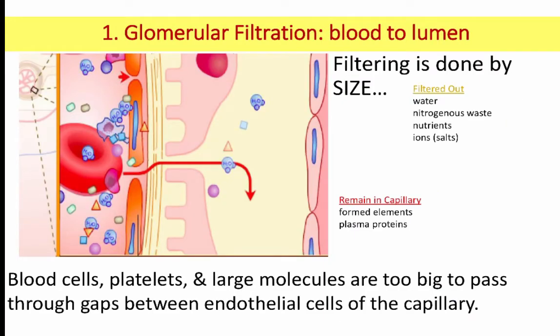All right, so what gets filtered out? Well, the most important thing to remember here is that filtering is done by size. So in this image, if you look way to the left, you can see a glomerular capsule and the capillary bed, right over in here. You take a teeny tiny piece of that and blow it up super large. We see a red blood cell right here, right? Got some water molecules, and I took the key out for all of these other little bits and pieces. Some of them would be platelets, others would be really large proteins.